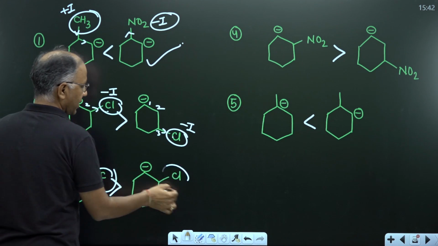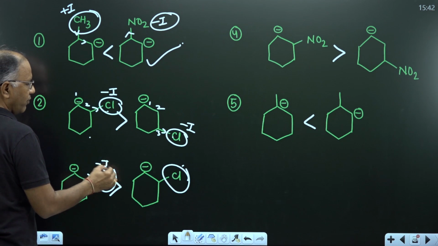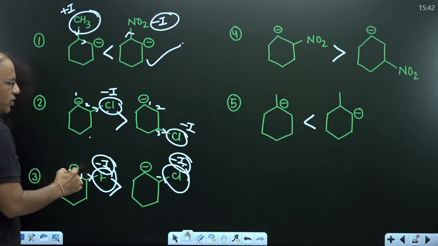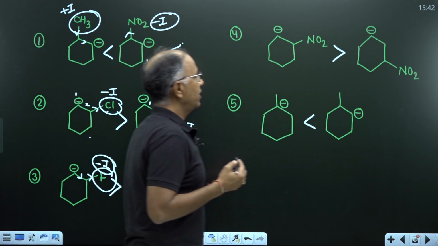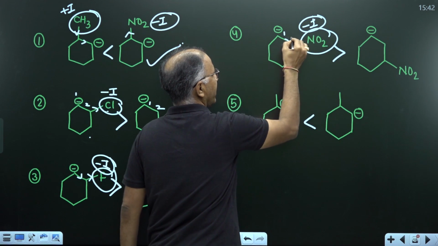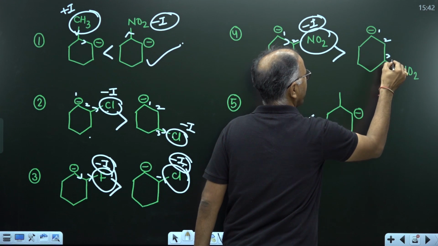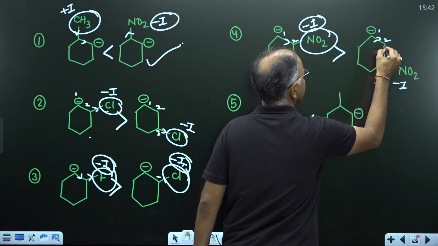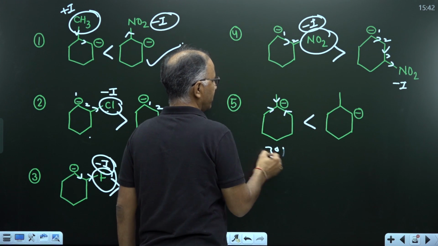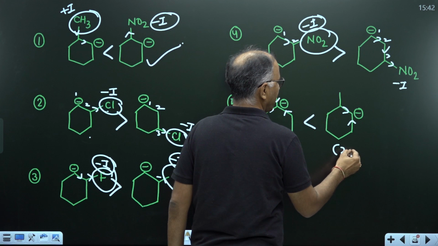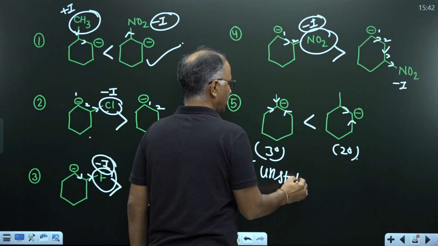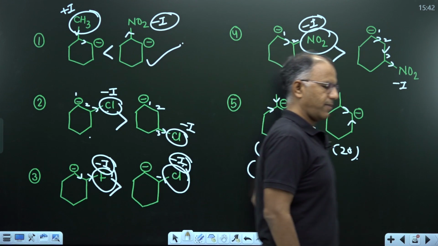Now in F and Cl, F is more electronegative, with more power of minus I. More minus I means a more stable carbanion because of the power of minus I. In the fourth, again this is more stable because minus I is nearer, on the second carbon. In this example, minus I is on the third carbon. Now in the fifth, this is a 3 degree carbon, 3 plus I. And this is a 2 degree carbon, 2 plus I. This means 3 degree is the unstable carbanion.